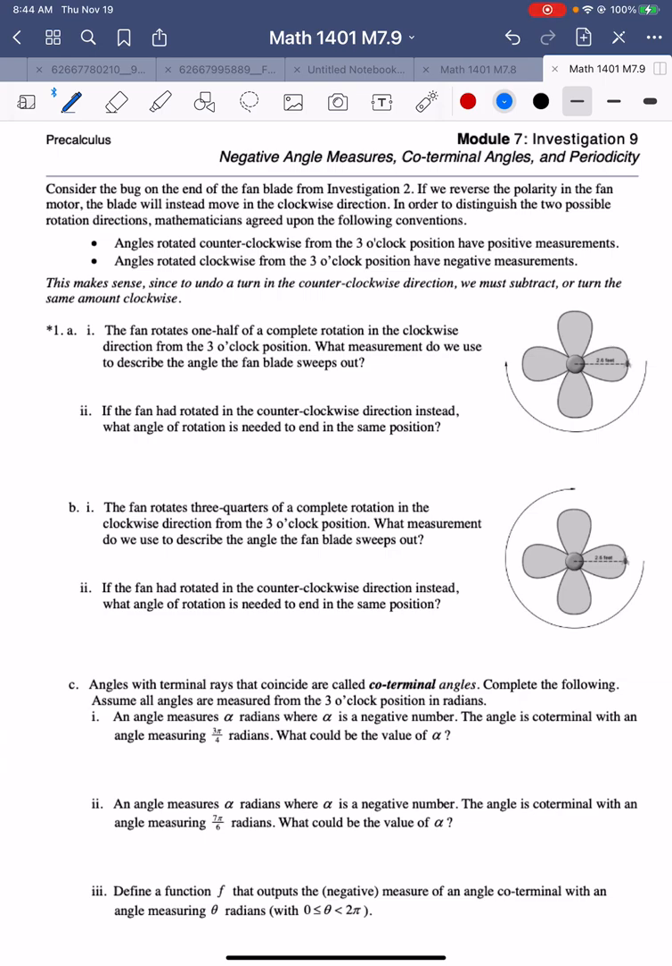This is Module 7, Investigation 9: Negative Angle Measures, coterminal angles, and periodicity. Consider the box on the end of the fan blades from Investigation 2. If we reverse the polarity in the fan motor, the blades will move in the clockwise direction. So when we think about a negative angle, it goes in this direction, clockwise. That's what we're going to think about right now.